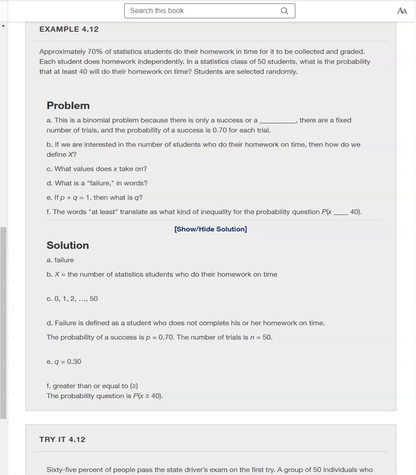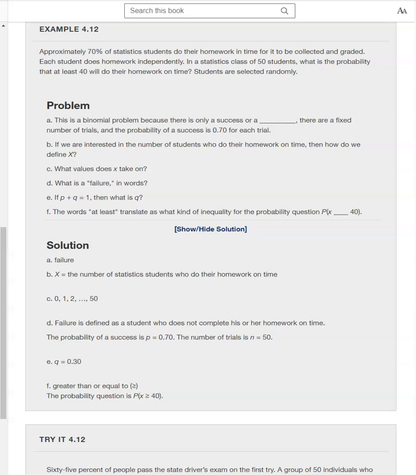Approximately 70% of statistics students do their homework in time for it to be collected and graded. Each student does homework independently. In a statistics class of 50 students, what is the probability that at least 40 will do their homework on time? And the students are selected randomly.